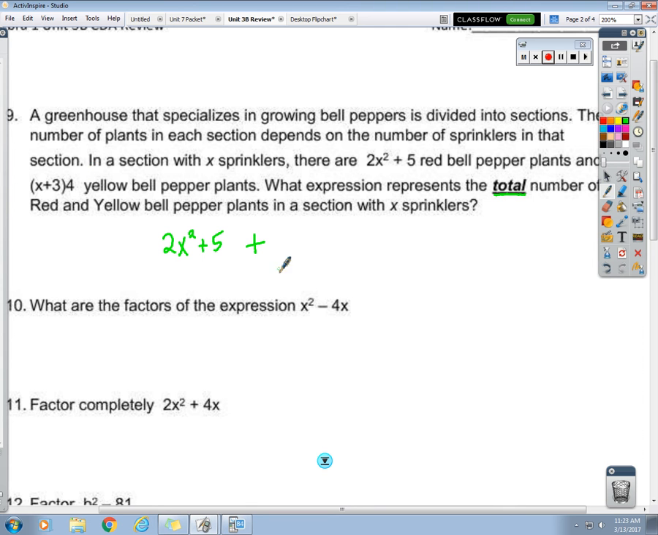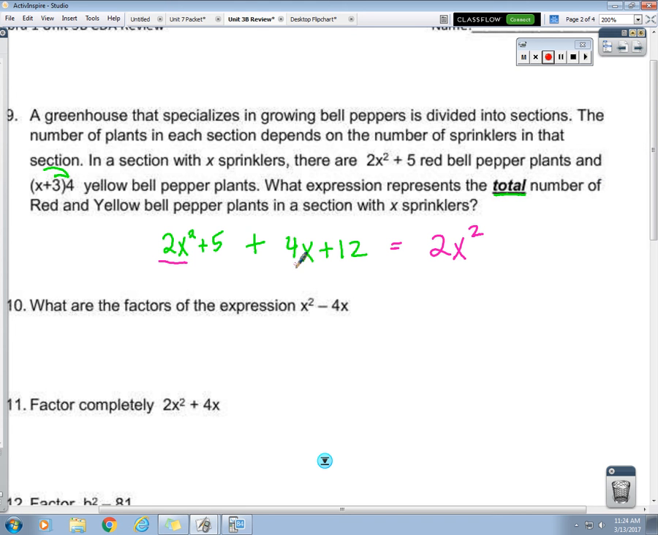Well, before we add, what would be better to take care of? Go ahead and distribute this, and that becomes 4x plus 12, right? Now we're just going to combine like terms. Is there any term that can be combined with the 2x squared? No. Is there any term that can be combined with the 4x? No. The only terms that can be combined are your 5 and your 12 because both of those are constants. So how many constants do we have now? 17. And there's your answer.